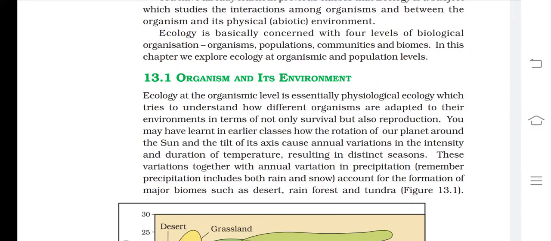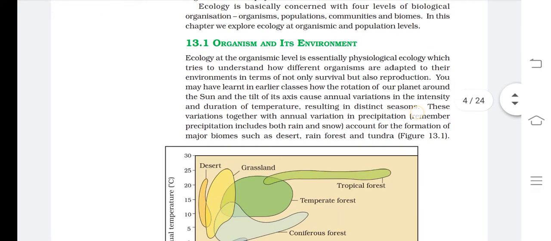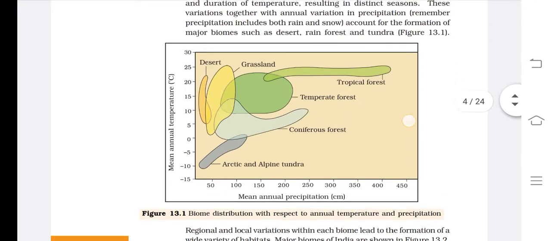So in this video lecture we will learn about the next question, and the title of the question is organism and its environment. We are going to learn about the surrounding environment, the surrounding biosphere of different types of organisms, and we will also learn about different types of environments.